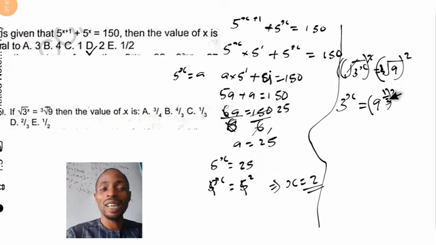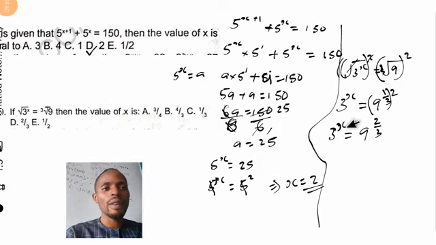Here you apply the power law of indices: a power raised to another power. When you open the bracket, we have 3 raised to power s equal to 9 raised to power of 1 times 2, which gives us 2 over 3.